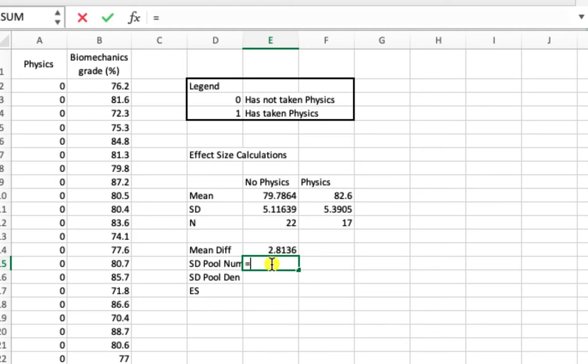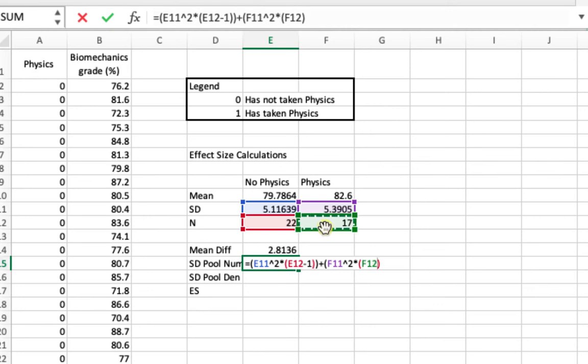So I'm going to put equals, and then a set of parentheses for sample 1 and a set of parentheses for sample 2. From here, I'm indicating that sample 1 standard deviation is squared times the sample size minus 1. Add a parenthesis, and I now have my first sample enclosed in its own set of calculations. In my second set of parentheses, I do the same thing: standard deviation of sample 2 squared times the sample size of sample 2 minus 1, and add a parenthesis. So this is the numerator in our pooled standard deviation calculation.